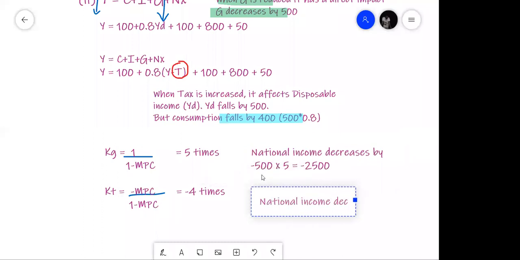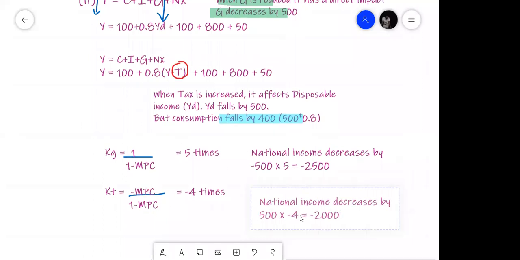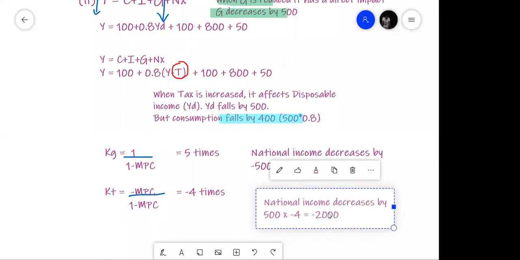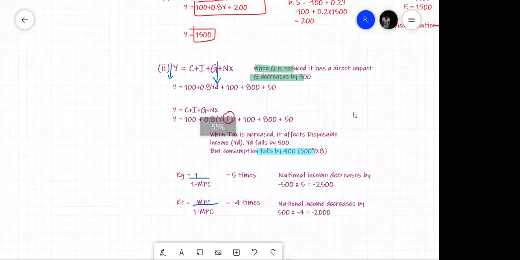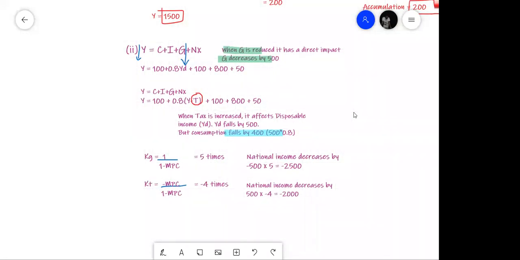National income decreases by... here you have this thing of minus 4. If you increase tax by 500, it gets multiplied by minus 4. But national income only decreases by 2,000. So that story, if you can highlight, I think it's more than enough. That's what you need to highlight.